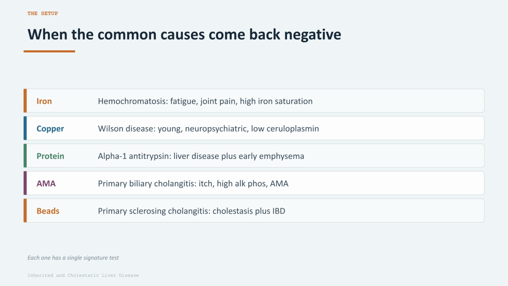Here is the situation. Your patient has abnormal liver tests or new cirrhosis. The alcohol history is clean. Hepatitis B and C serologies are negative. There is no metabolic dysfunction to blame. That is the moment these 5 diagnoses matter.